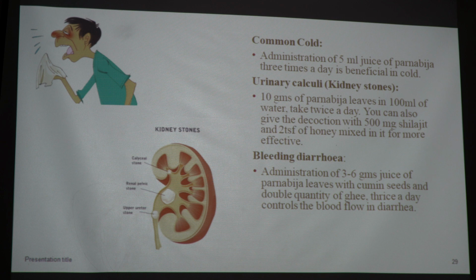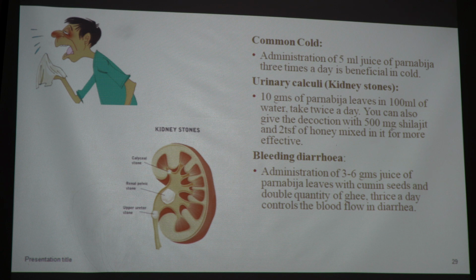The most important use is for kidney stone, urinary calculi. 10 grams of Pathar Chata leaves in 100 ml of water. Take twice a day, and you can give the decoction with 500 grams shilajit and 2 tablespoons of honey mixed in it to make it more effective. Basically what you have to do is use the decoction.